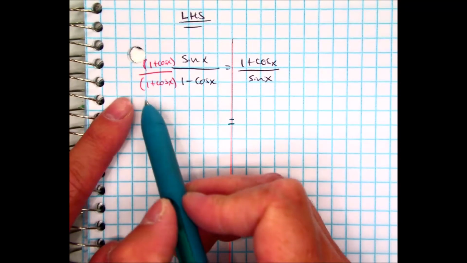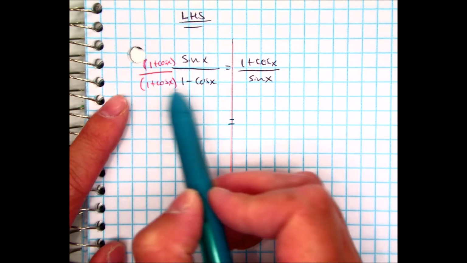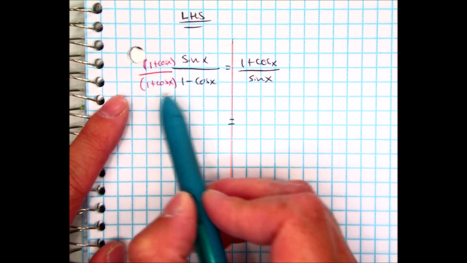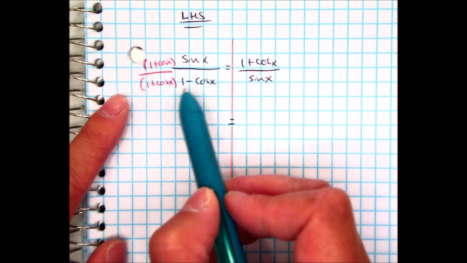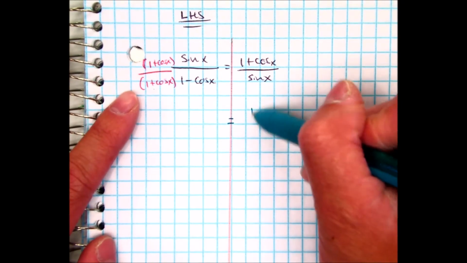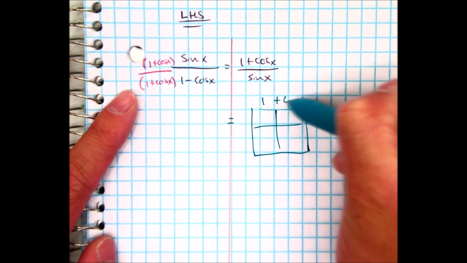The common mistake is just to have 1 minus cosine squared x. But that is correct. Remember though, if you don't have 1 plus 1 minus, use the box. Let's prove it to you really quickly. You'll notice that the middle term cancels.